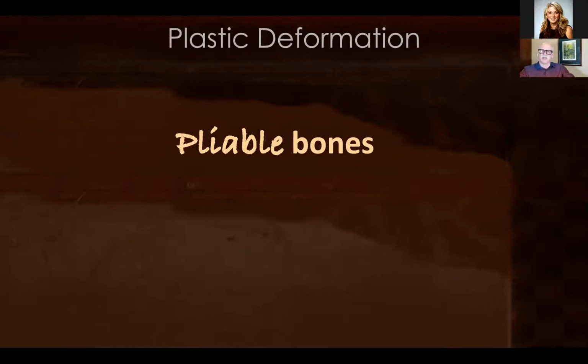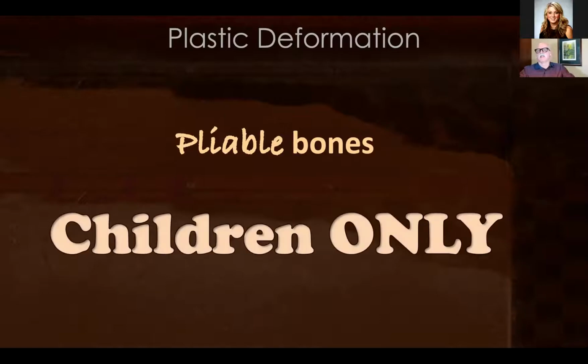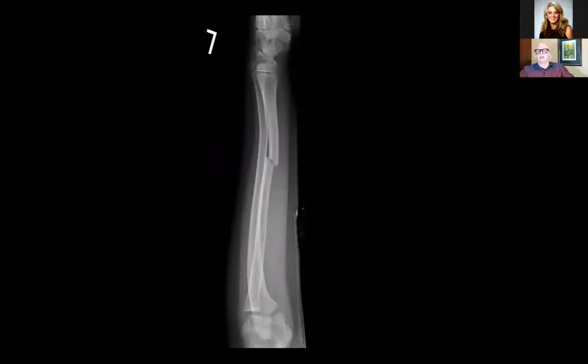And in the same fashion, this only applies to pliable bones, which means this is only a child thing. And really, it's only a young child thing. A 12-year-old isn't going to have this in general. It's got to be 6, 8, 3, 2 years old, something like that. A child that has a bone that can stretch and bend without breaking. So we're going to take a look at a couple examples of this that I've run across over the years.